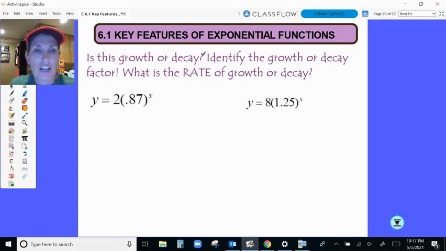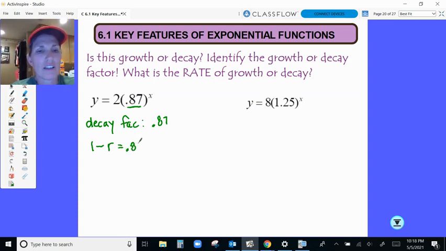How about this? Is this growth or decay? And then identify the growth or decay factor, and what is the rate of growth or decay? So first of all, this is between 0 and 1, so it's going to be a decay. So the decay factor is going to be 0.87. Okay. To find the rate, I'm going to take 1 minus r equals 0.87. Okay. So remember, that gives me my rate.